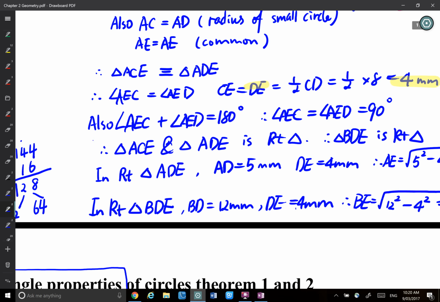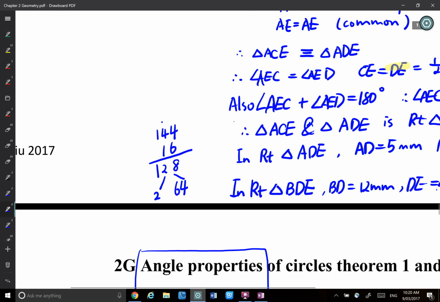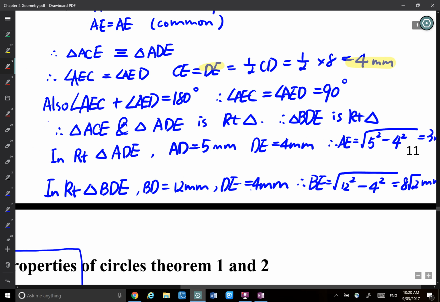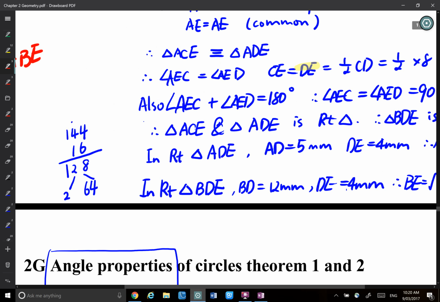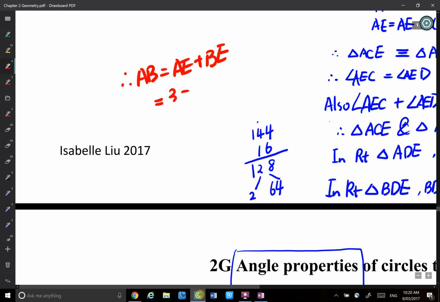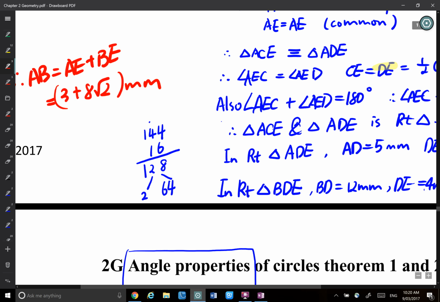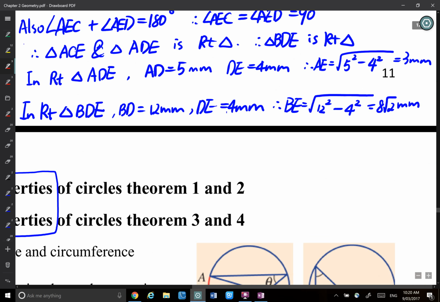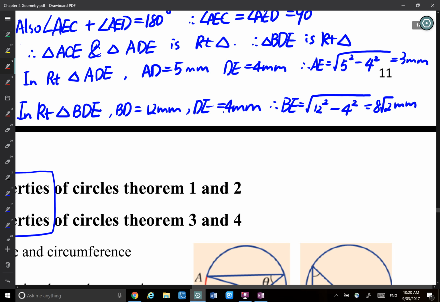So you have worked out AE, and you have worked out BE. So AB equals AE plus BE, where AE is 3 and BE is 8 root 2. So AB equals 3 plus 8 root 2 millimeters.